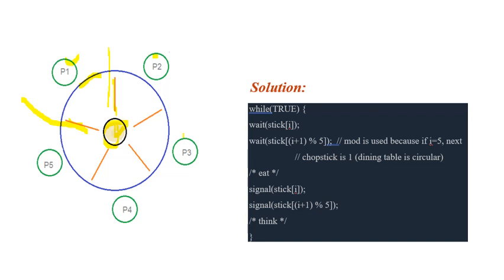And allow only 4 philosophers. There are 5 philosophers, but we should allow only four philosophers to sit at the table. If all the 4 philosophers pick up 4 chopsticks, there will be one chopstick left on the table. So one philosopher can start eating, and eventually 2 chopsticks will be available. In this way, the deadlocks can be avoided. So this is a solution for our dining philosopher problem.